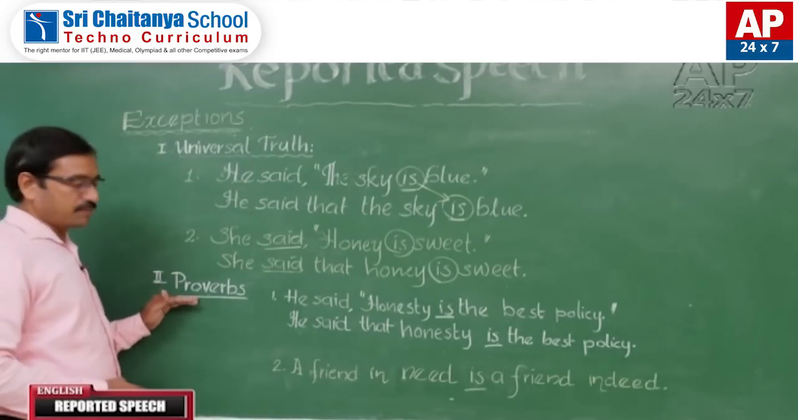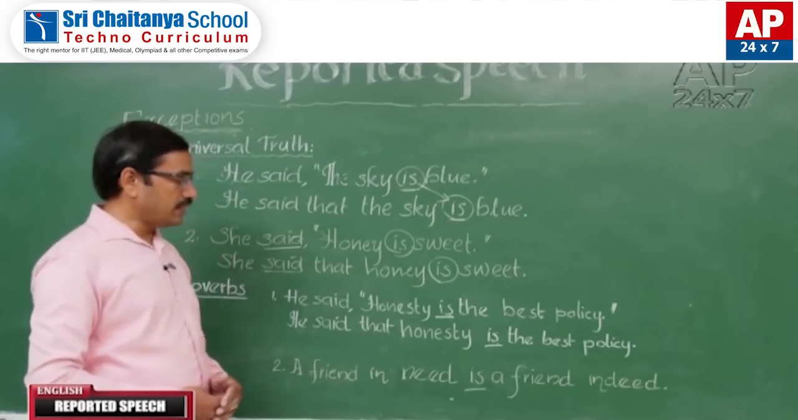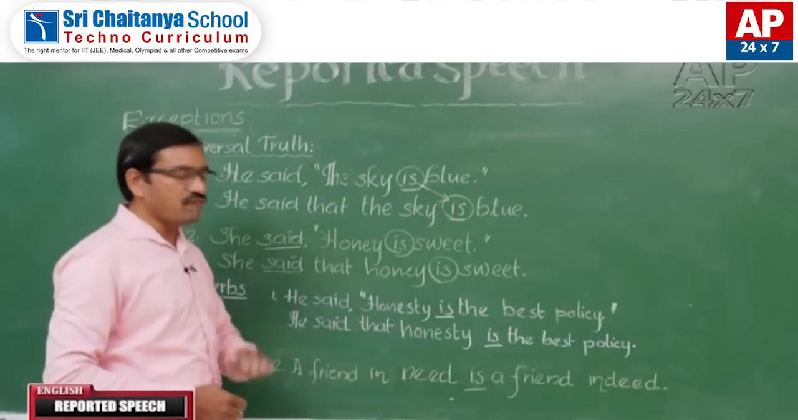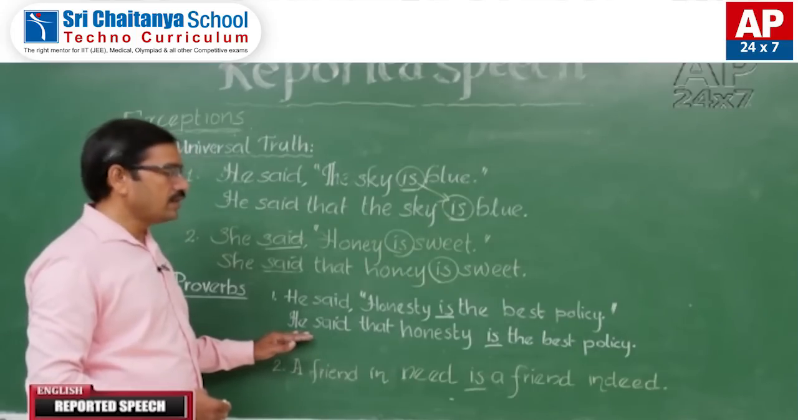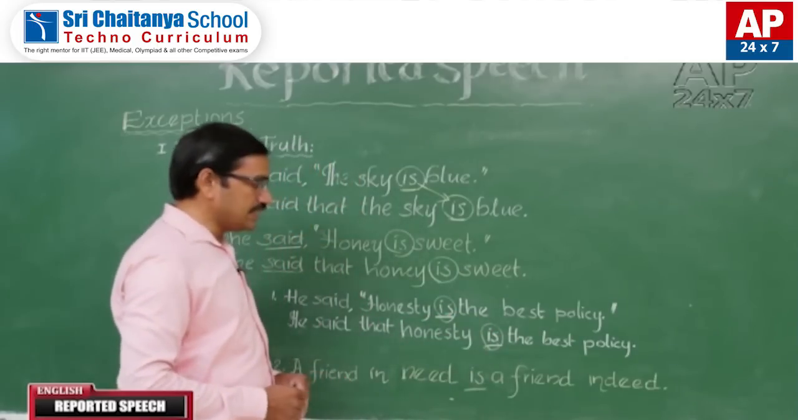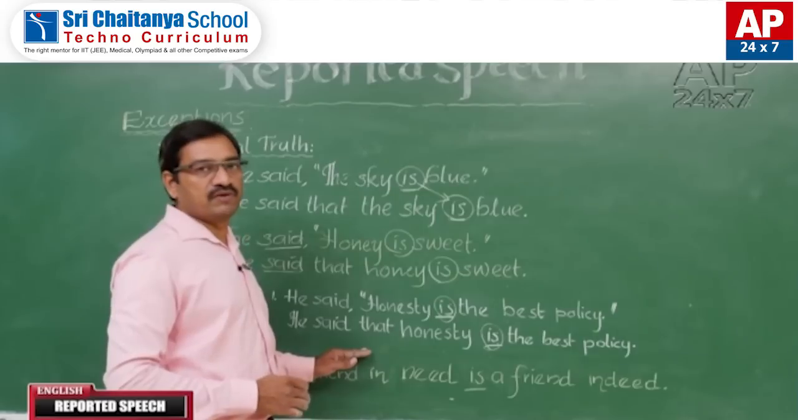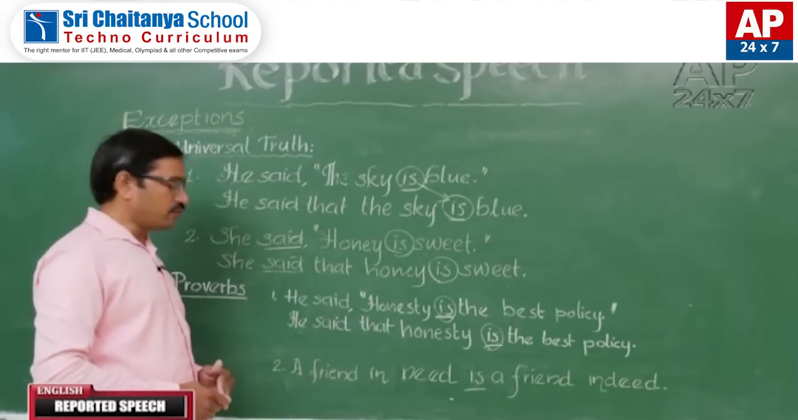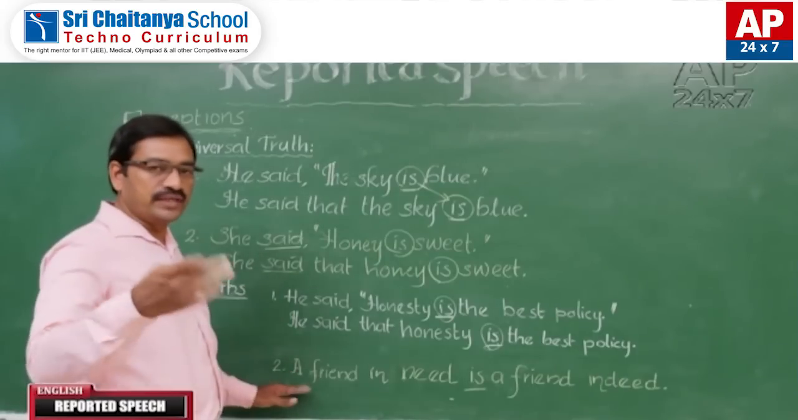Another exception that we have is proverbs. For example, he said honesty is the best policy. Here the proverb, honesty is the best policy, we have written the same way without changing the tense form. So, the indirect form is he said that honesty is the best policy. We do not change the is into was, it is the same. Honesty is the best policy because it is a proverb. It is true yesterday and today and tomorrow also. We do not change the tense form for both universal truths as well as for proverbs. Another example, a friend in need is a friend indeed. You can change it for yourself.